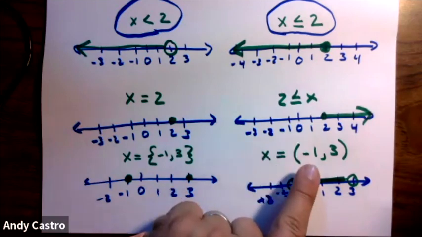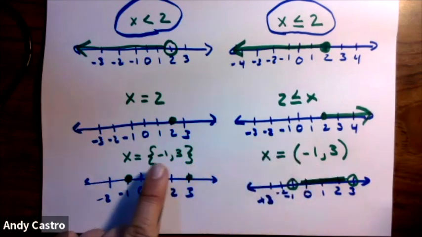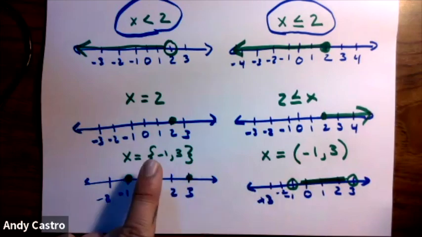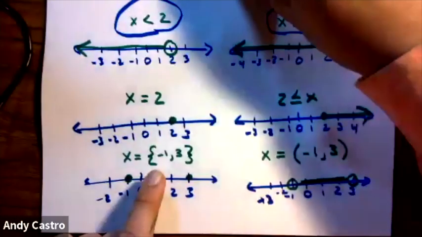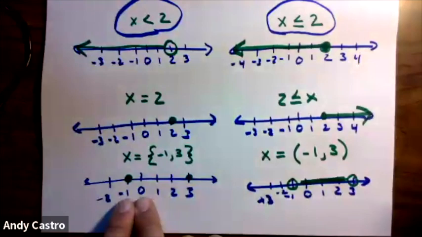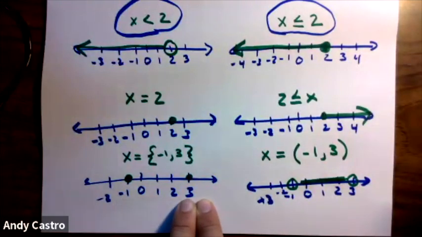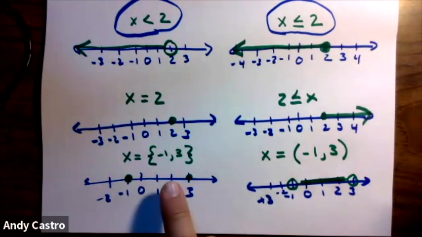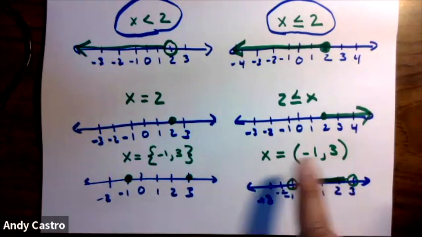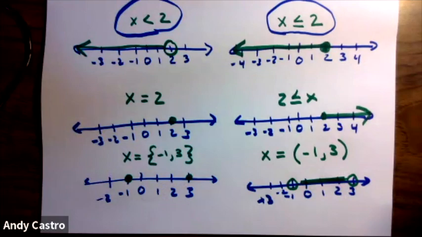Notice how that's different from these curly brackets that we've been using. That means that it is only -1 or 3, nothing in between. But when I use these type of brackets, it means everything in between.